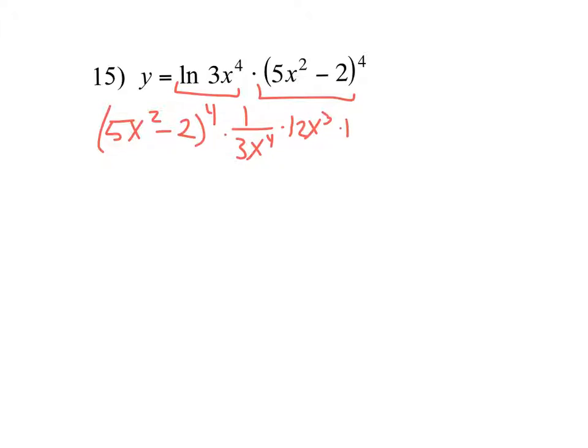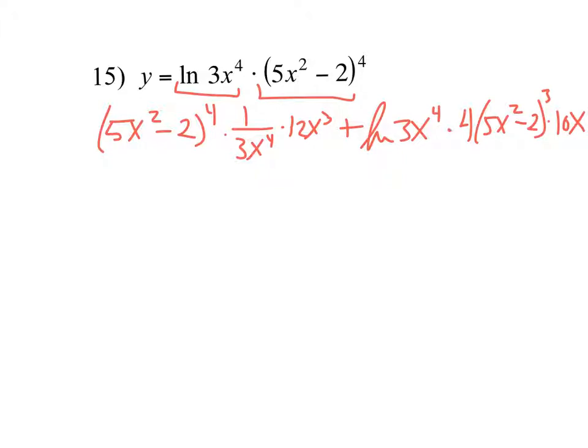And then that's going to be plus ln of 3x to the fourth multiplied by 5x squared minus 2 to the third times 10x. We have to remember those chain rules inside of those derivatives. It kind of would have been nice if I had written that out before the derivative step, but I'll deal with it.